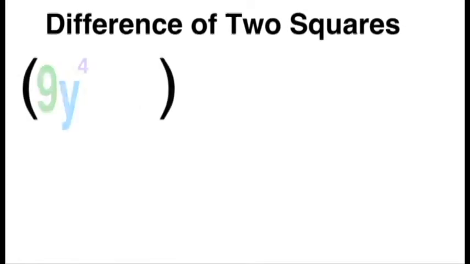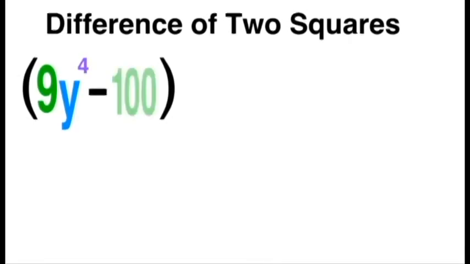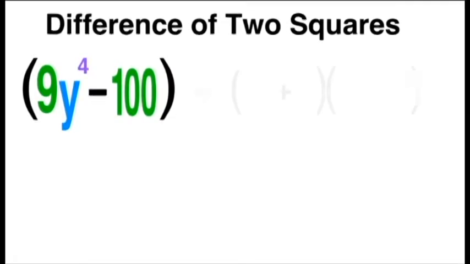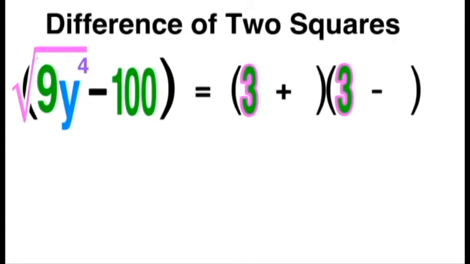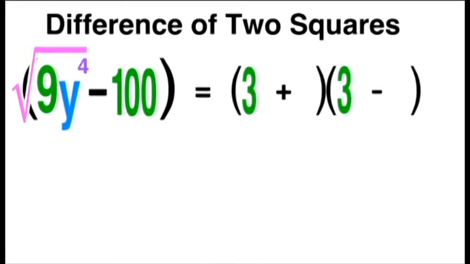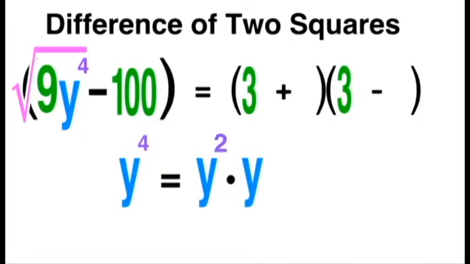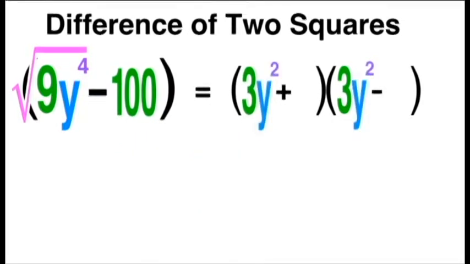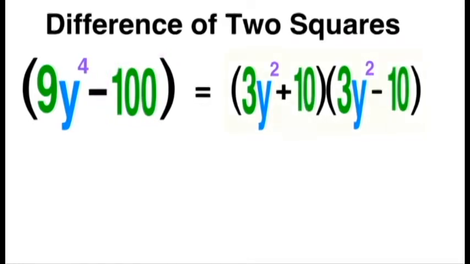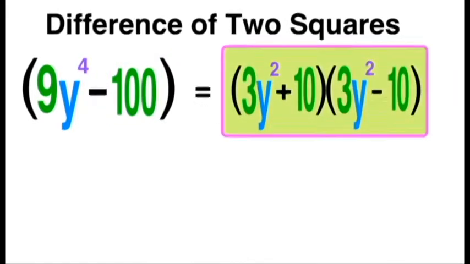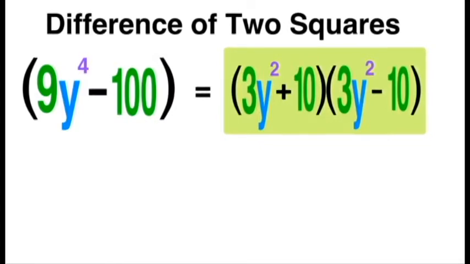Alright, here's another example. We have 9y to the 4th power minus 100. Remember, whenever you have a difference of two squares, the first thing you do is draw two parentheses, one with a plus sign in it and one with a minus sign in it. And then all you do is take the square root of each of the terms. So the square root of 9 is 3. The square root of y to the 4th is y squared. The square root of 100 is 10. This gives us 3y squared plus 10 and 3y squared minus 10.